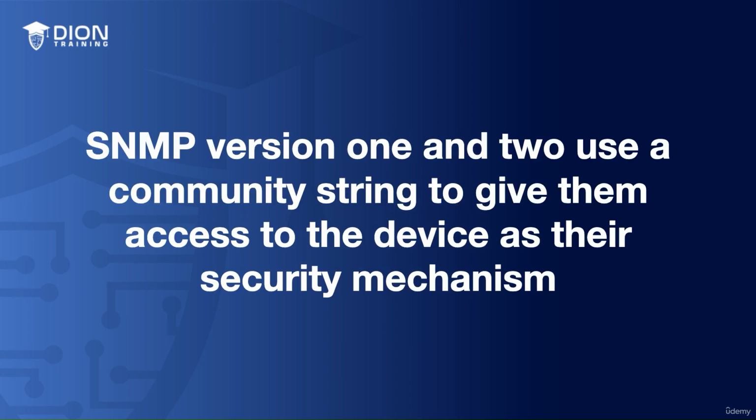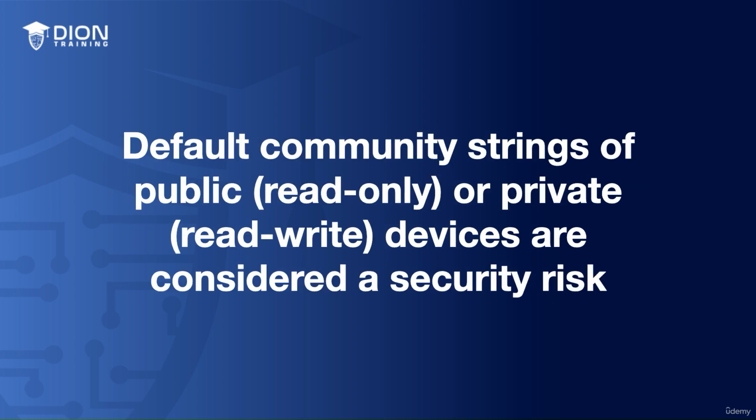When you're dealing with SNMP version 1 and version 2, these versions use a community string to give them access to the devices as their security mechanism. Now, these community strings act as a shared secret key, but in SNMP version 1 and version 2, it was sent and stored in plain text, making it really insecure. Now, these default community strings are either public read-only or private read-write, and the devices are considered a huge security risk when they're using these default community strings in SNMP v1 and v2 because they're vulnerable to attack.